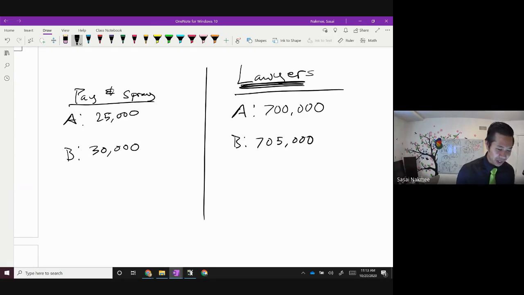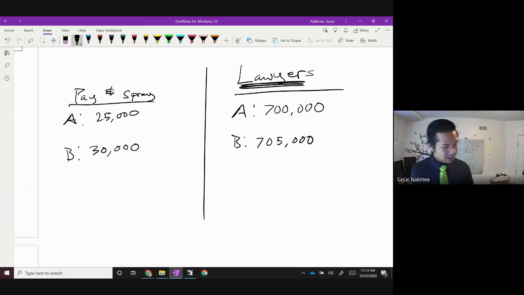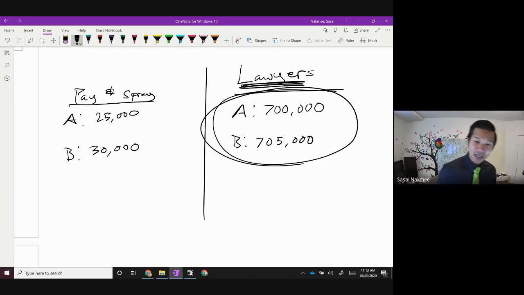Lawyers, right? So lawyer A makes $700,000. Lawyer B makes $705,000, right? And the range is still only 5,000. But as Calvin was saying, $5,000 is still $5,000. But in a sense of just looking at these values right here, at 700,000.